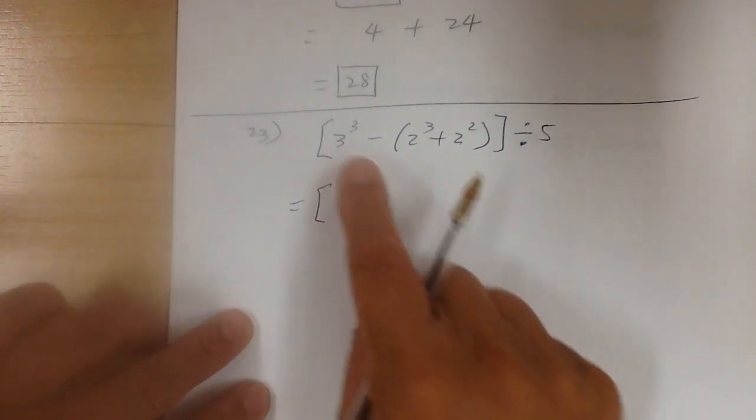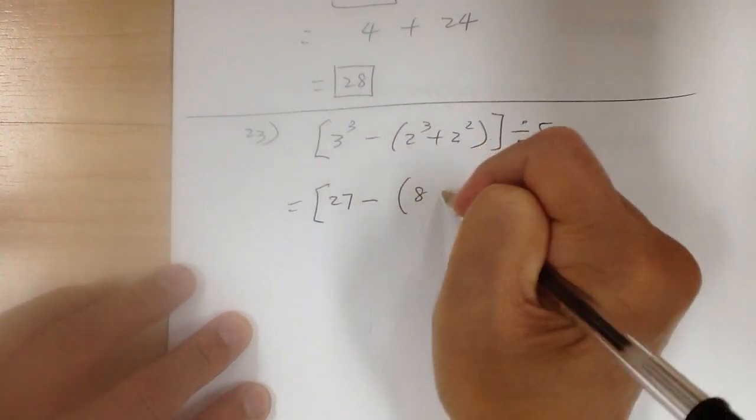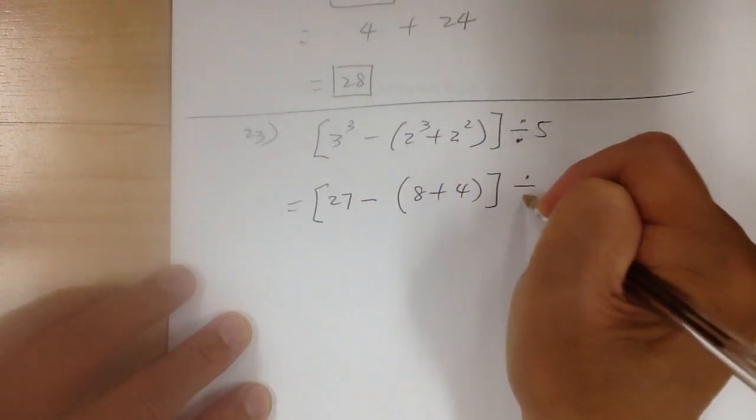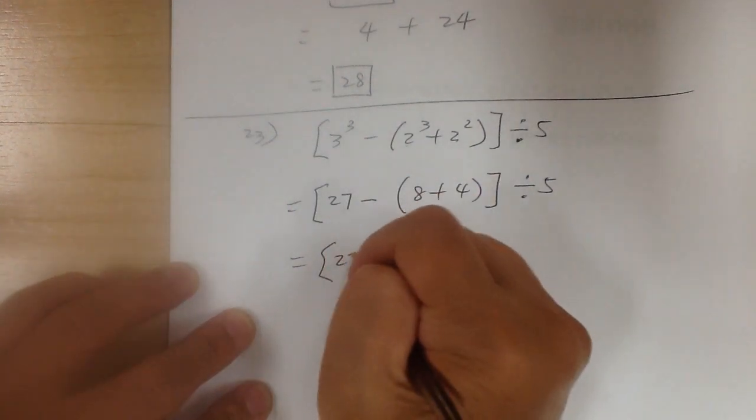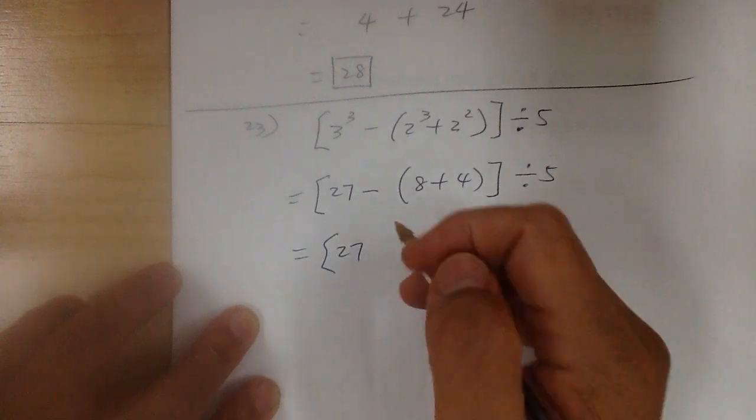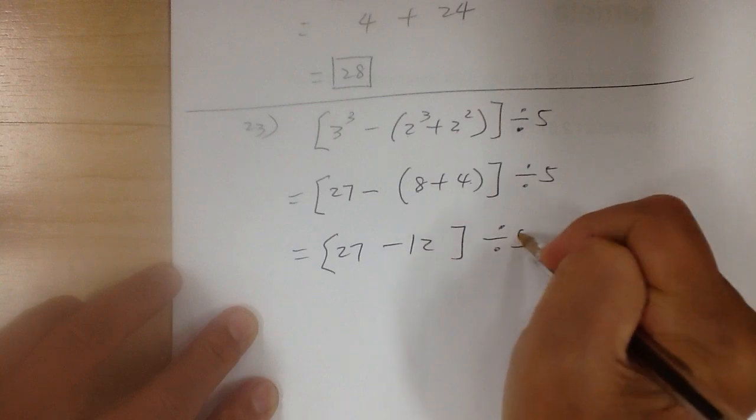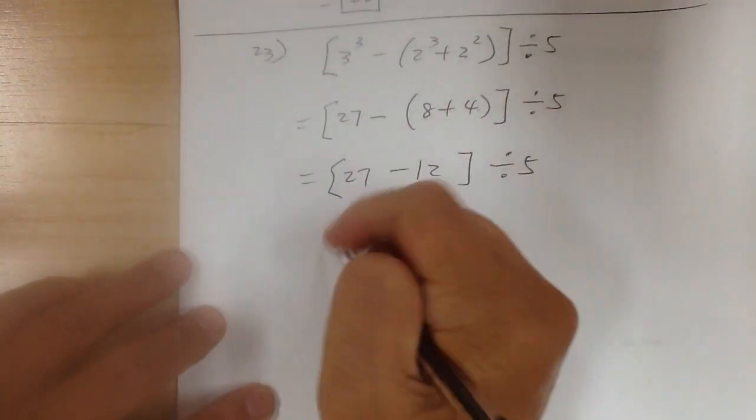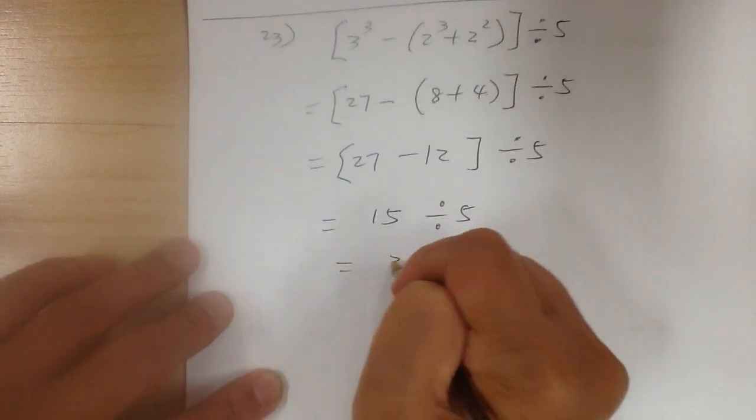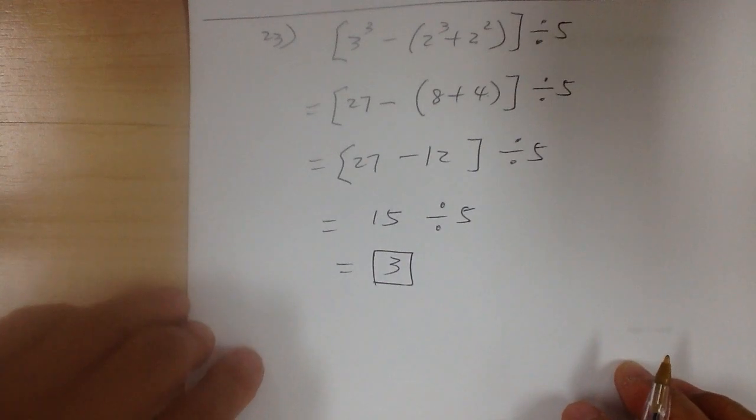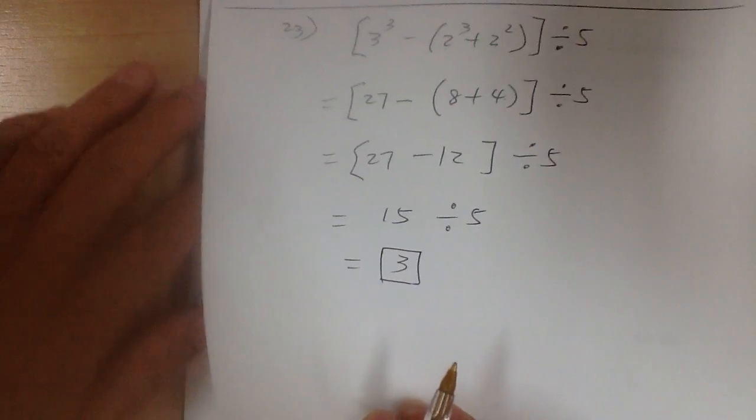Okay, so 3 cubed is 27, because this is by itself, so you can do that. Okay, 2 to the 3 is 8. 2 squared is 4. Okay, so 8 plus 4 is 12. And now you can work out the group on the inside. So this will give you 15 divided by 5, and this will equal 3. Okay. So make sure you go down step by step and try to line up as much as you can so you can cut down a lot of careless mistakes.